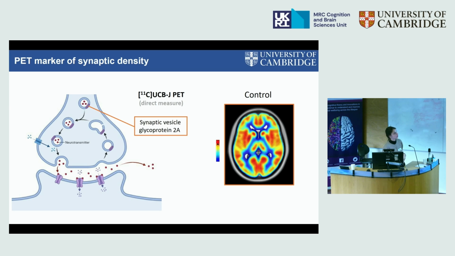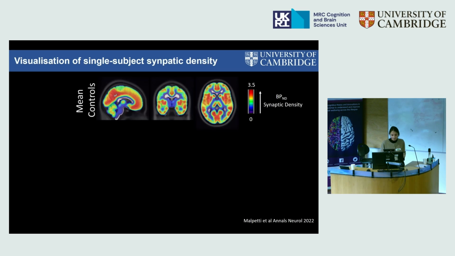This is a picture of a control, and as you can see, higher signal is represented by orange and red regions. In a normal, healthy brain, the synapses are in the gray matter, and those regions that are blue are white matter, so low synapses, of course. This is a mean across the 25 controls in our study. And basically, we used the same technique to look at our patients.